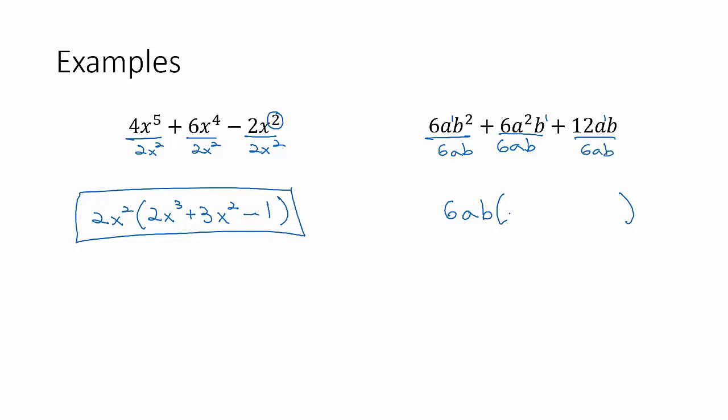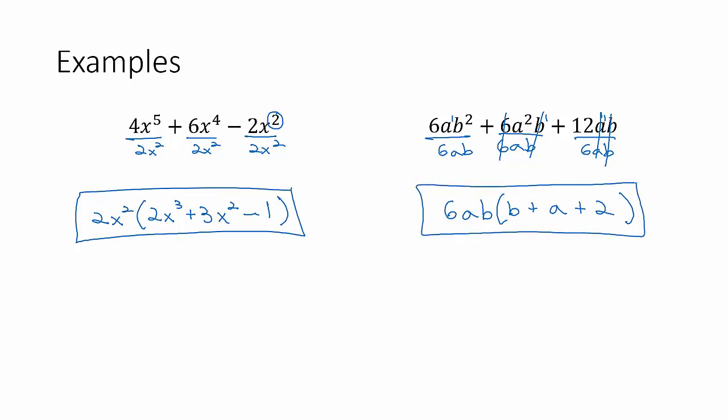Well, in the first term, 6 divided by 6 is 1. A divided by a is 1. B squared divided by b, there's something left over, a b. Plus, the 6's will divide out, the b's will divide out. We're left with a single a when a squared is divided by a. And then the a's and b's divide out. Plus 12 divided by 6 is 2. And after factoring out the greatest common factor, we're left with 6ab times the quantity b plus a plus 2.